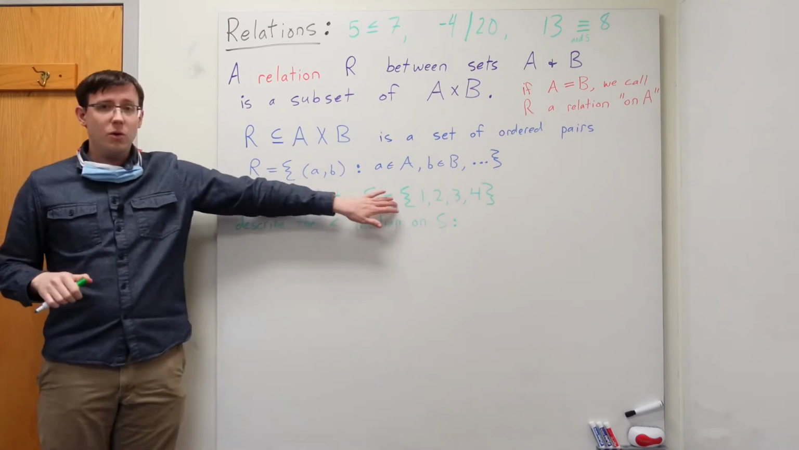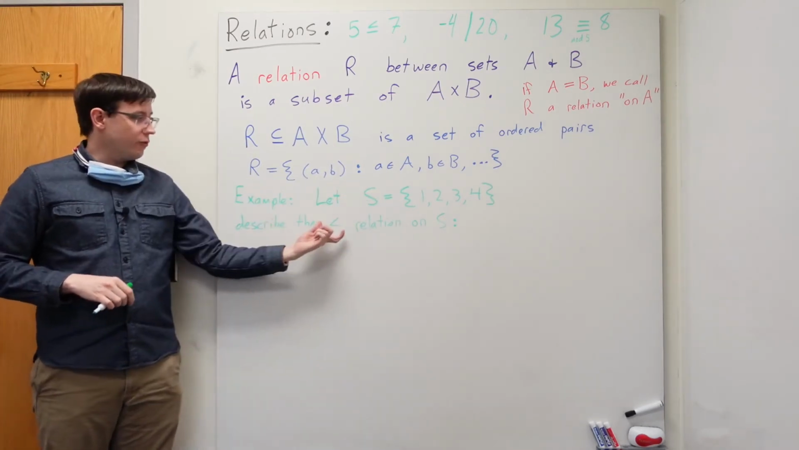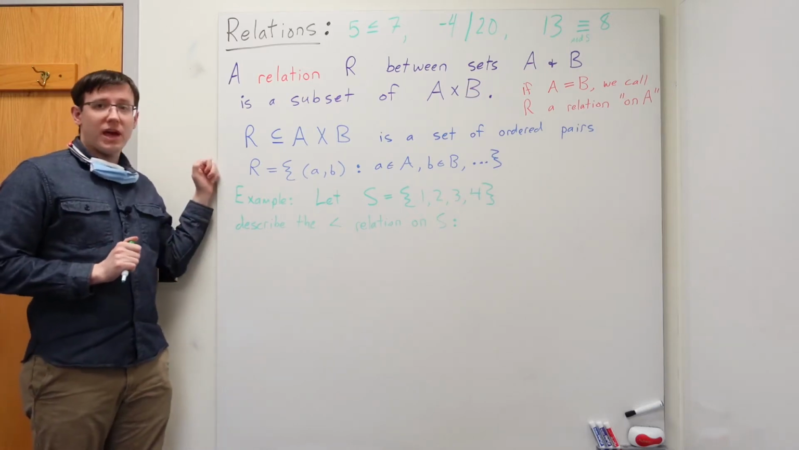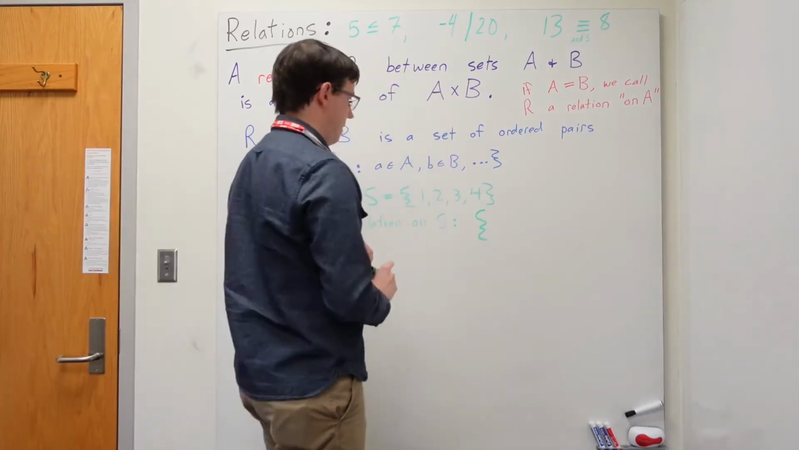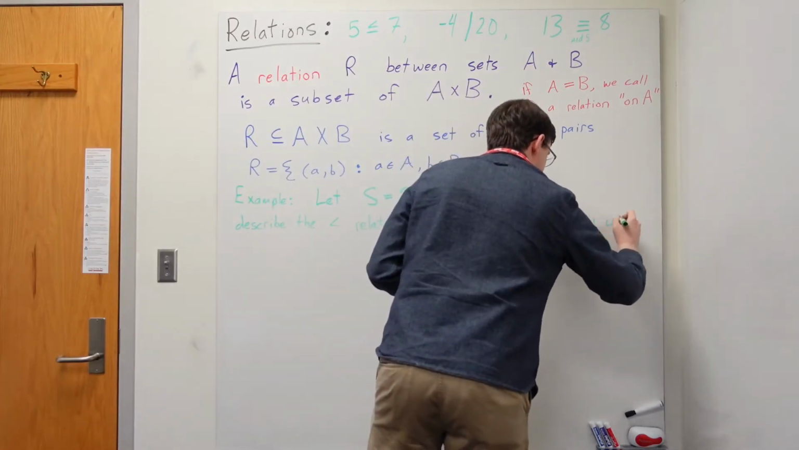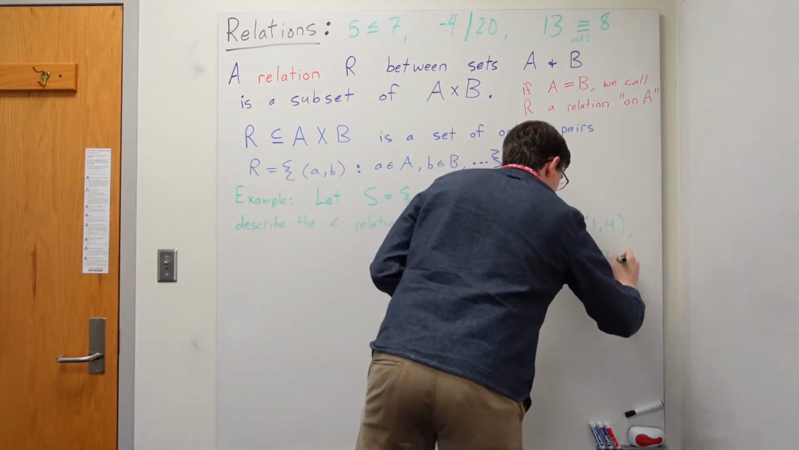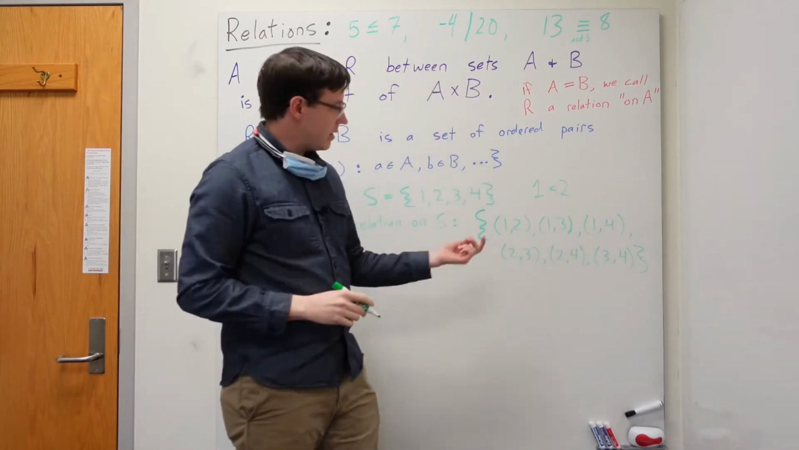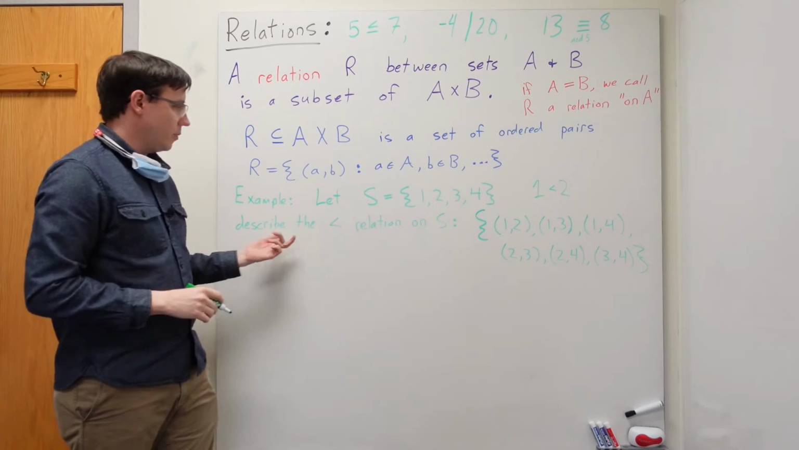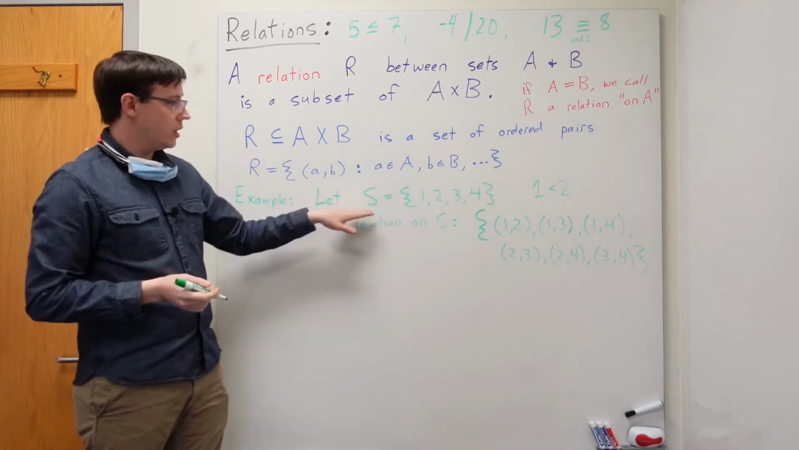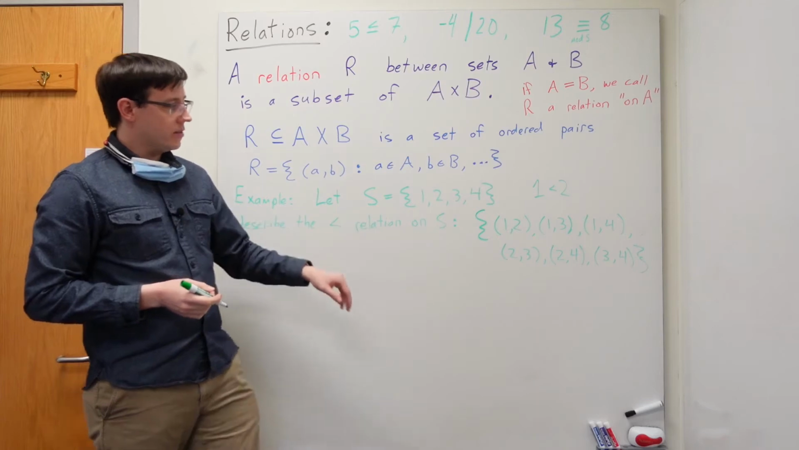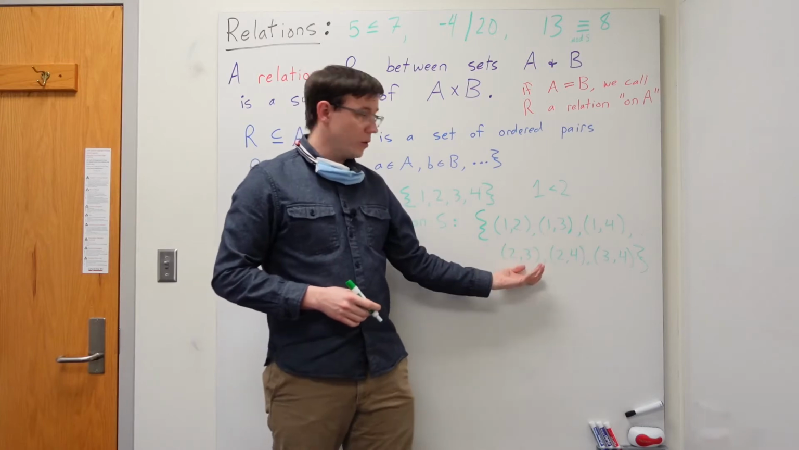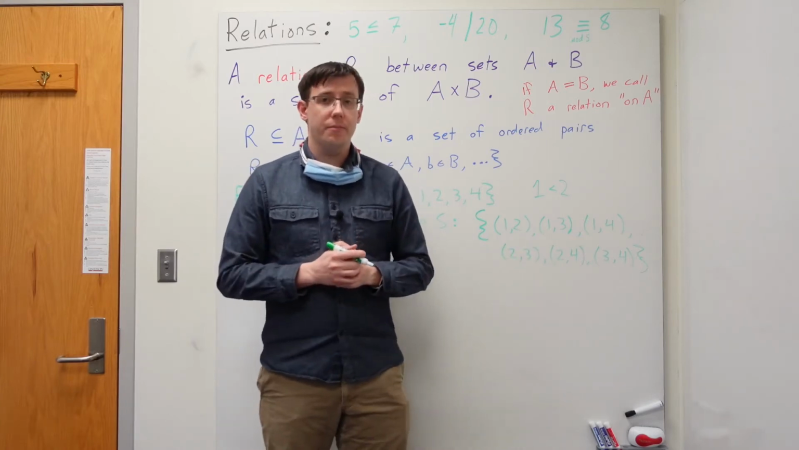If we have the set 1, 2, 3, 4 and the relation less than, we can list all of the ordered pairs that belong to that relation. So because 1 is less than 2, we say that the pair 1, 2 is an element of the less than relation on set S. And similarly, 2, 3 and 3, 4 or 1, 4, all of these ordered pairs are members of this relation.